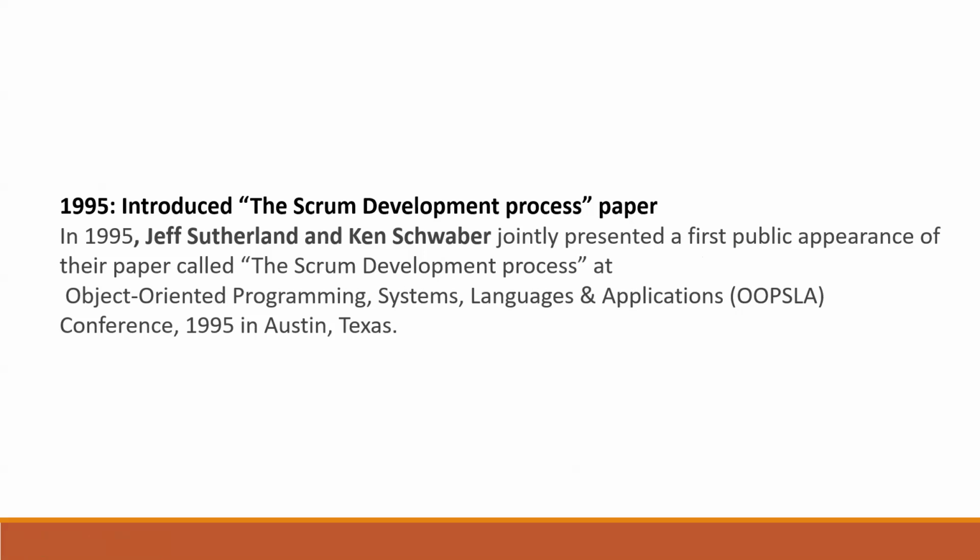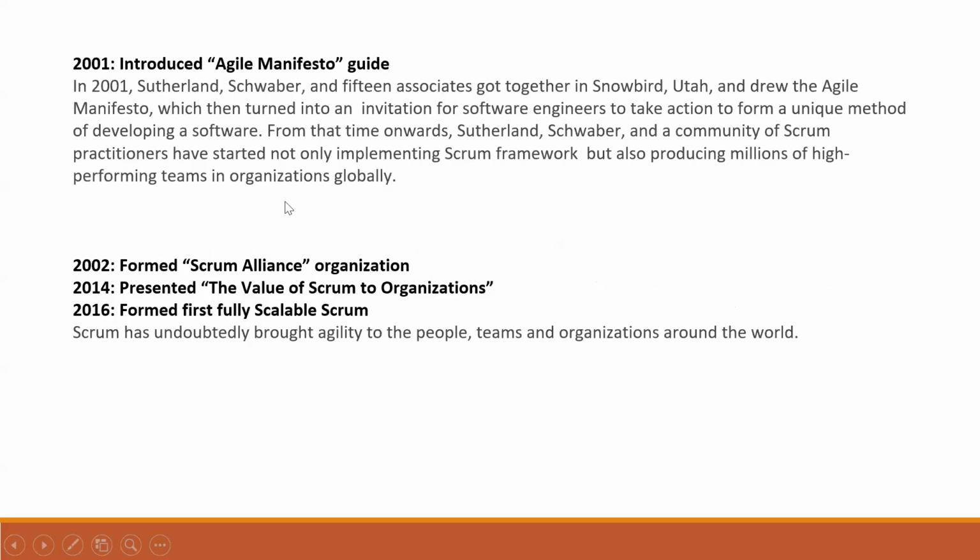These two people stood for developing this, and they introduced the Scrum development paper in a place called Austin, Texas. The first thing happened in 1995. Next, they introduced the Agile Manifesto in 2001. In 2002, they formed the Scrum Alliance. Again after so many years, they presented a paper called "The Value of Scrum to the Organization." Later, in 2016, we have full scalable Scrum implemented in organizations or in IT.